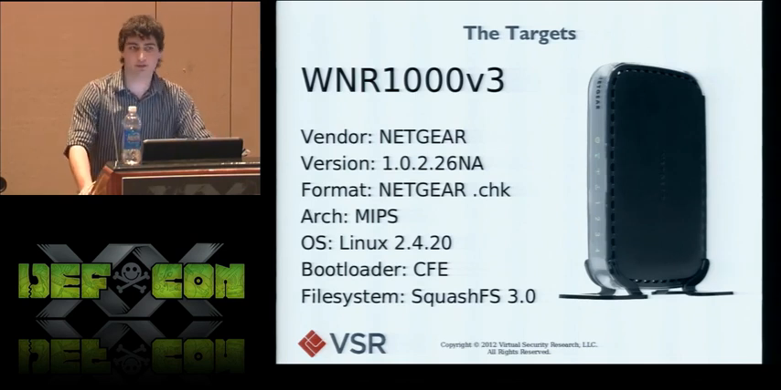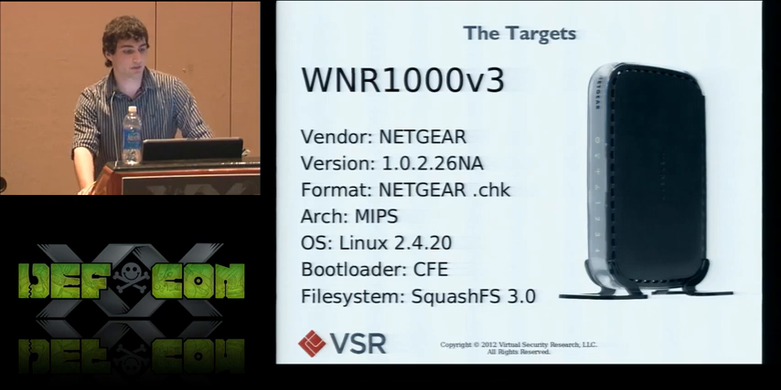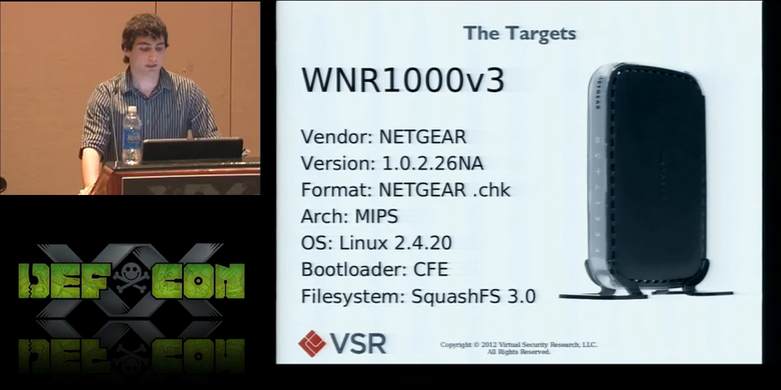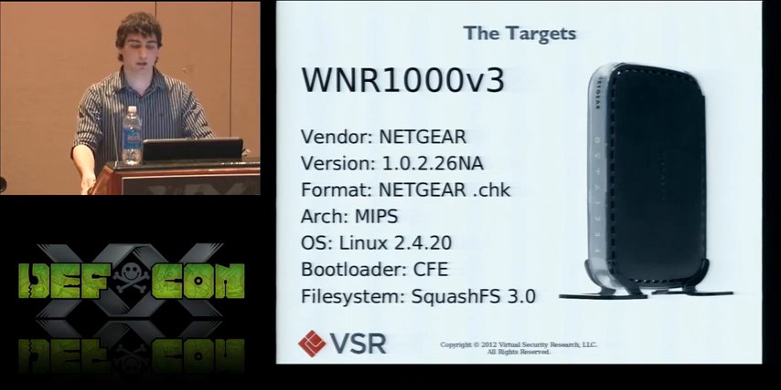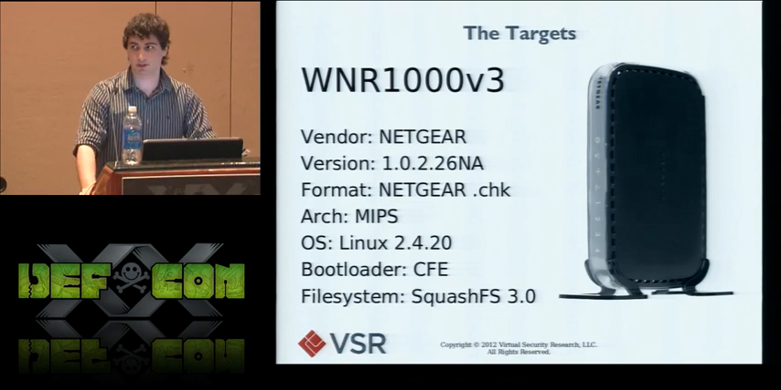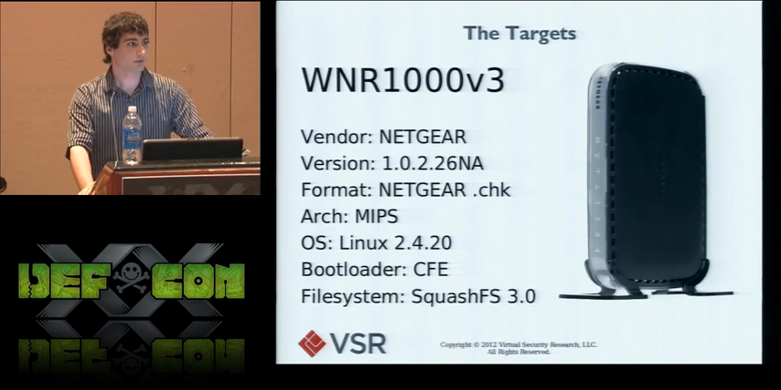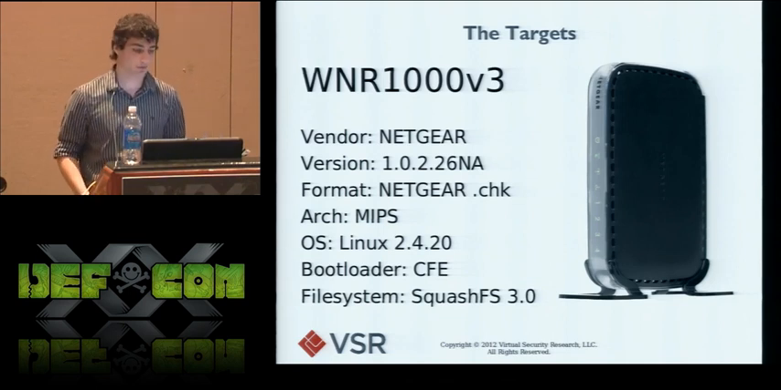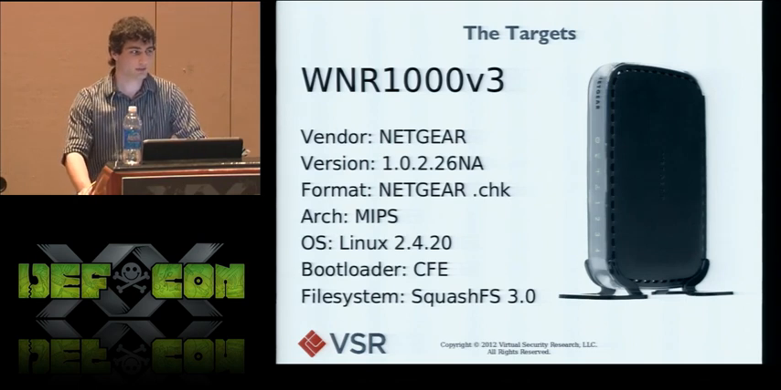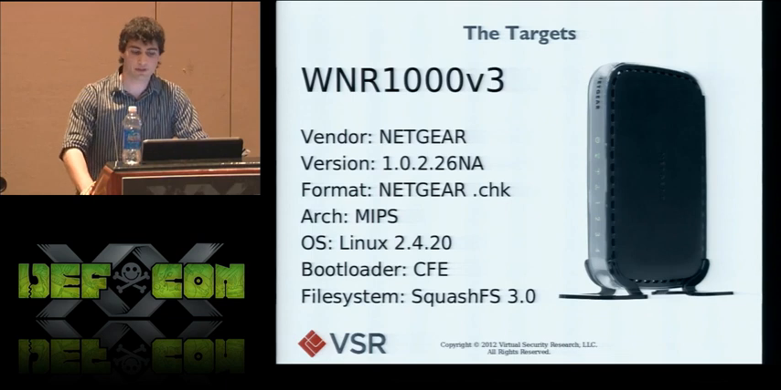So a couple routers that I looked at specifically for this project: the WNR1000 version 3. It's made by Netgear, and it uses the proprietary Netgear CHK format, which we'll go into a little bit more later, for the actual structuring of the firmware image. It uses a MIPS architecture, and as we'll see, almost every consumer router out there, at least that I was able to use, was based on MIPS. And these use really old versions of Linux, which is great. This one was using Linux 2.4.20, which I believe came out in November of 2004 or 2002.